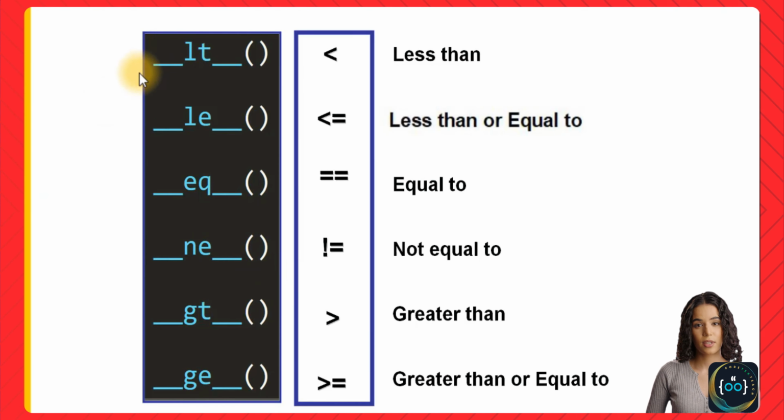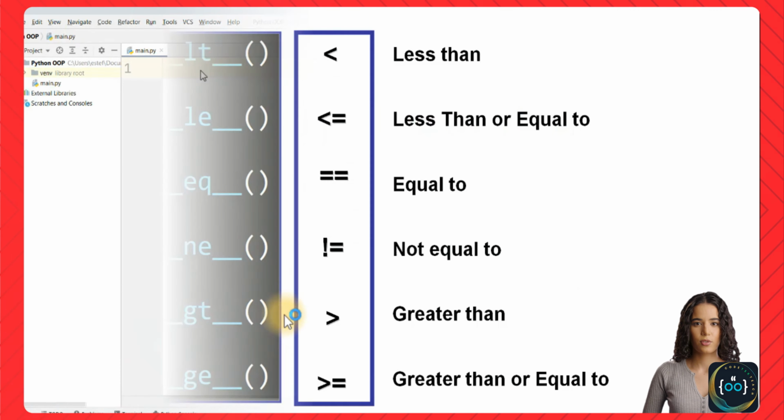These are the 6 rich comparison methods that we can implement in our class, and the corresponding comparison operator. When we use these operators in our Python program, we will be calling these methods behind the scenes, okay? Less than or equal to, not equal to, greater than, and greater than or equal to. Let's see some code examples of built-in types and how we use these operators with those built-in data types. And after that, we will customize these methods in our class.